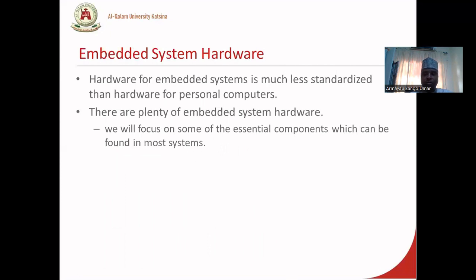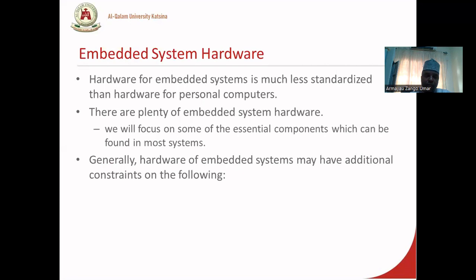So let's go into the components of the embedded system, beginning from hardware. Because the hardware of embedded systems is not as standardized as the hardware of personal computers, you may find different categories of embedded hardware. But in this course, we focus on some of the essential components of hardware that can be found in most embedded systems.